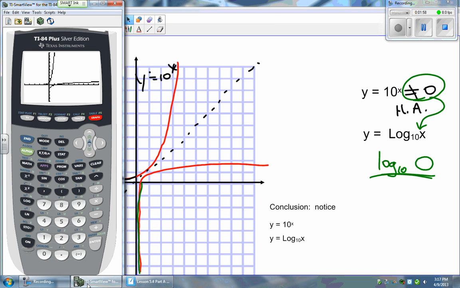Boot up the calculator here. Let's get rid of this graph. And let's take the log of 0 and watch what happens. Enter. Boom. Error. Okay? You can't do it. It won't allow you to do that.